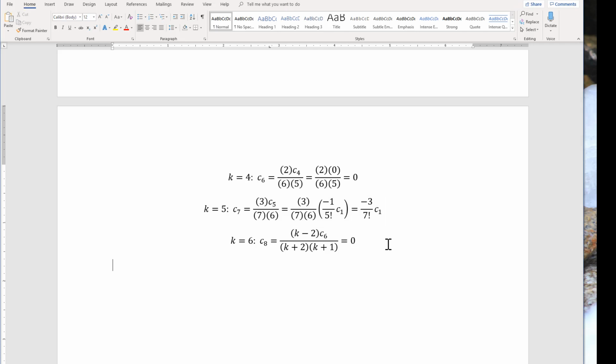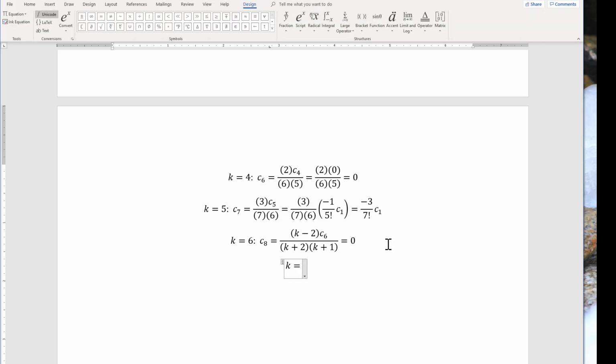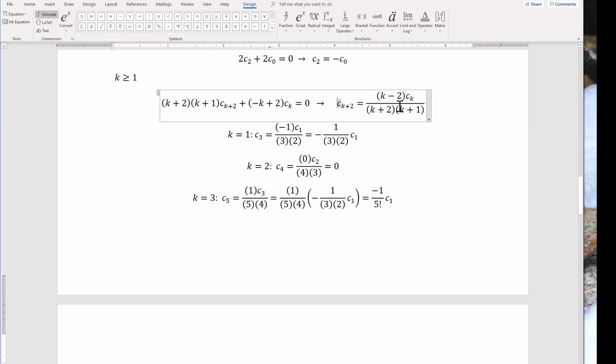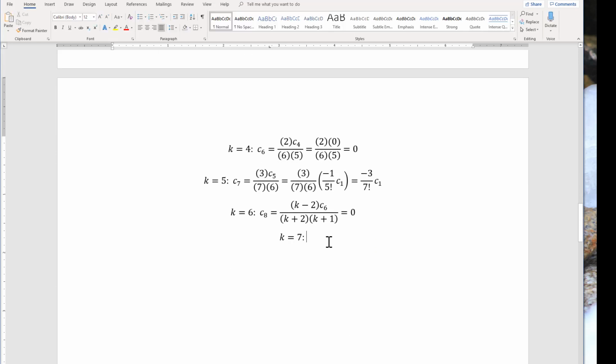Our last one was 6, so let's do k is equal to 7. So this is our relationship. And when k is equal to 7, we have 7 plus 2, that's 9. 7 minus 2 is 5. 7 plus 1 is 8. And we have this expression, but C sub 7 is equal to minus 3 divided by 7 factorial times C sub 1.